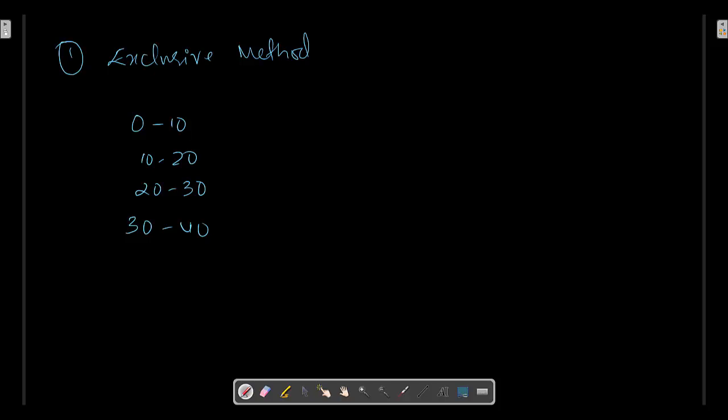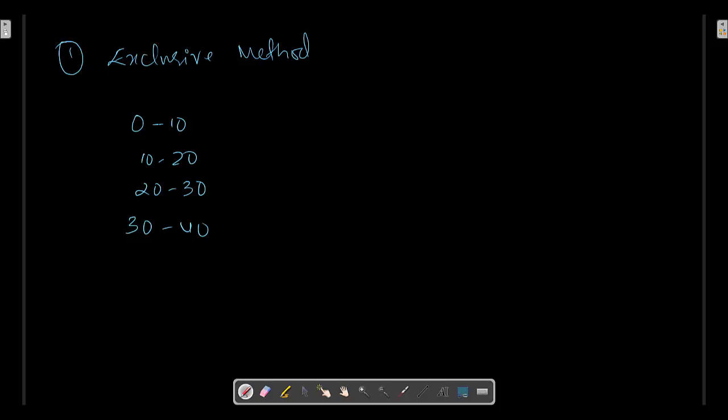When the data are classified in such a way that the upper limit of the class interval is the lower limit of the succeeding class interval, then it is said to be the exclusive method of classifying data. What it is saying is that when the upper limit is the lower limit of the succeeding class interval, it is called the exclusive method of classifying data.